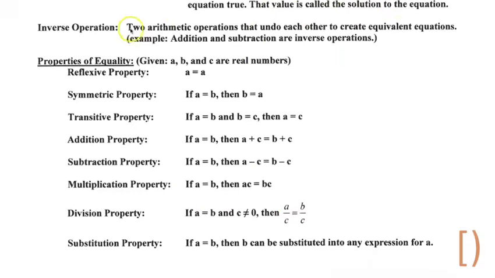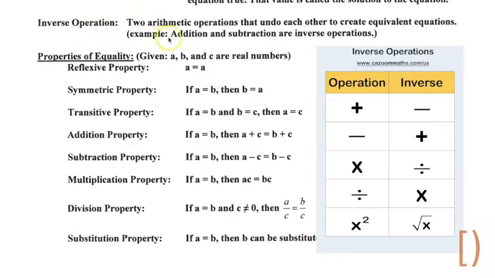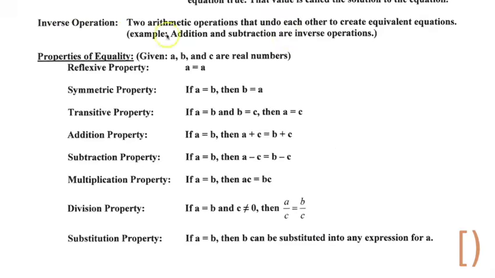How do we solve the equation? Well, we use what's called an inverse operation. So that means we undo the operation. For example, addition and subtraction are inverse operations. If you want to get rid of a positive value, you can subtract it from both sides. What lets us do that? Well, these properties of equality.